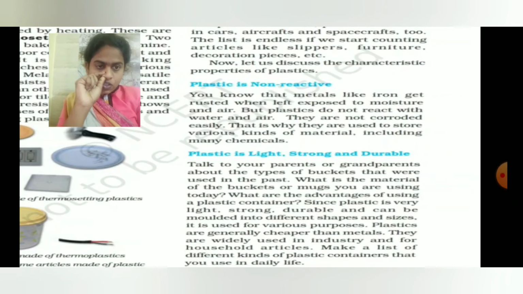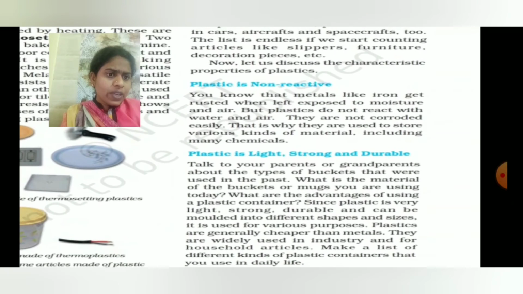Okay, so you know that in plastics, there are cheaper kinds of plastics and costly plastics also. Depending upon the quality, it is used. So here you can see in this paragraph they are given: they are light, strong and durable, can be molded into different shapes and sizes. Plastics are generally cheaper than the metals. They are widely used in industry.